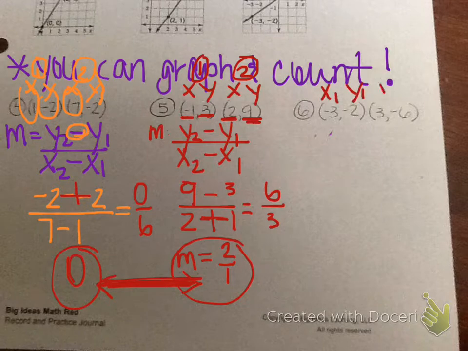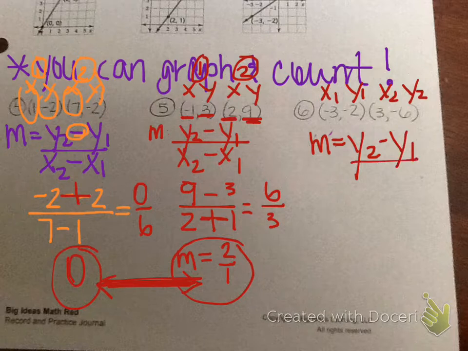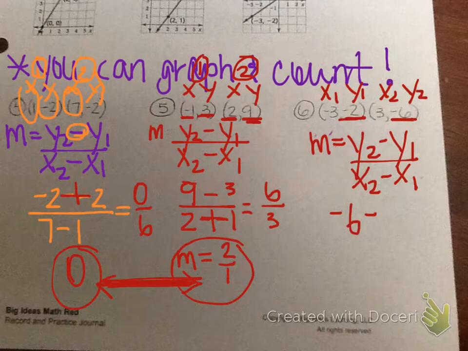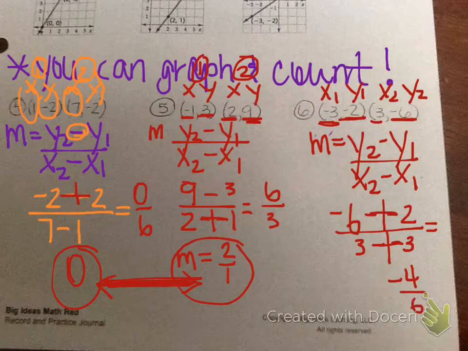Alright, x1, y1, x2, y2. So y2 minus y1 over x2 minus x1. So we do -6 minus -2 over 3 minus -3. We add, and we get -4 over 6, which would reduce to -2 over 3 for our slope.